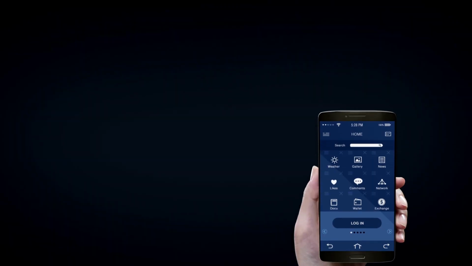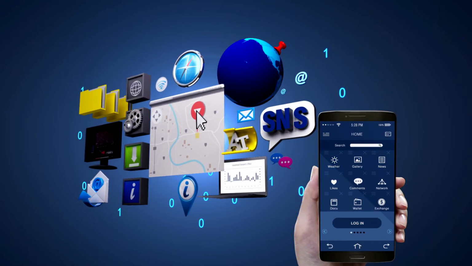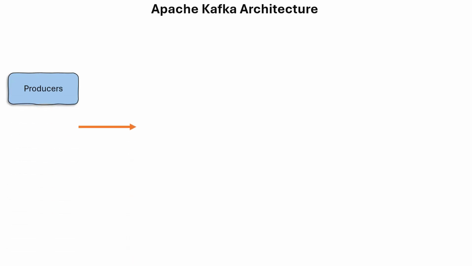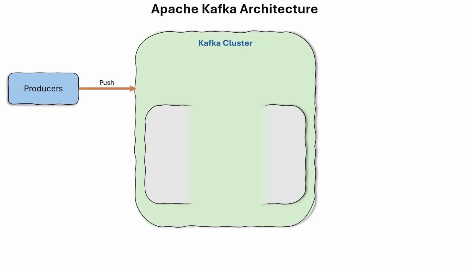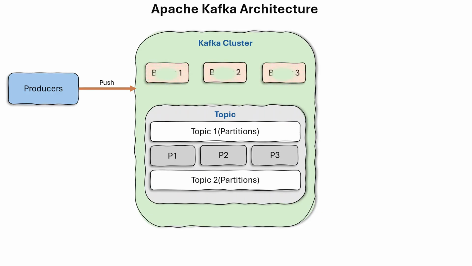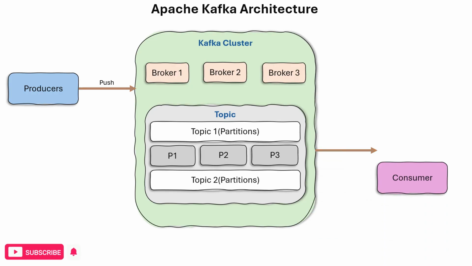Imagine you have different applications or devices, let's call them producers, that generate data. This could be anything from user clicks on a website to sensor data from a factory. These producers send their data to Kafka. Kafka organizes this data into categories called topics. Think of topics like folders where related messages are stored. For example, all website clicks might go into a user activity topic.